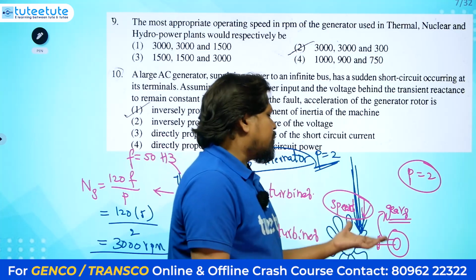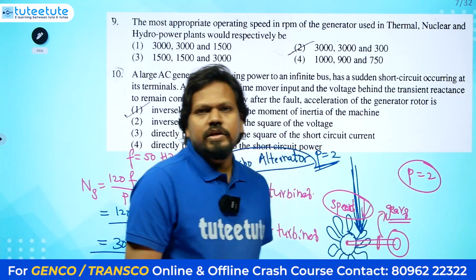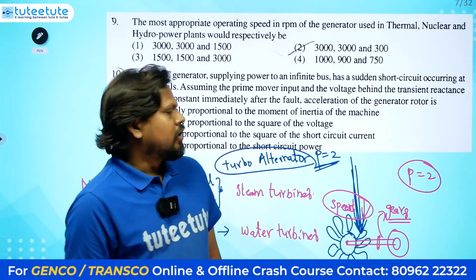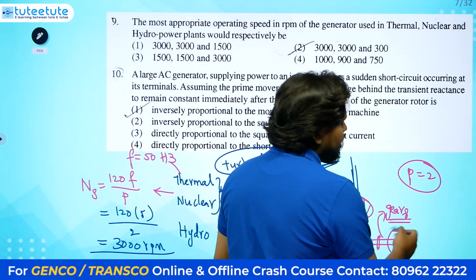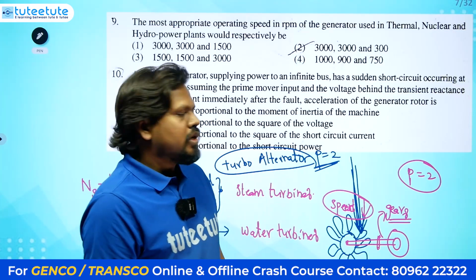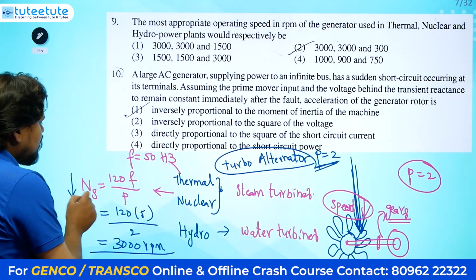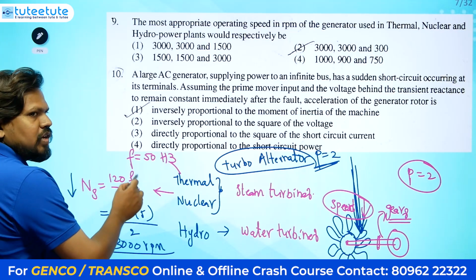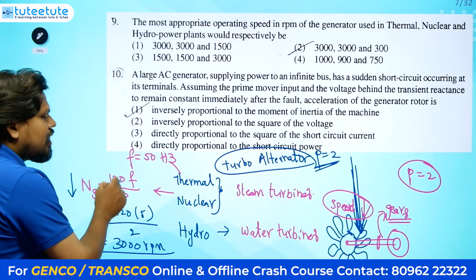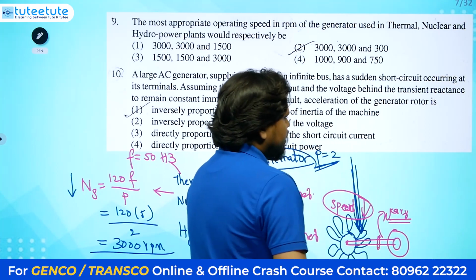Instead of compromising with the number of poles, we'll go with lower speeds. That means the speed has to be decreased. For the rotor also the speed has to be decreased. To decrease the speed, there is only one possibility. The frequency we cannot change, right? 50 hertz is fixed. So to decrease the speed, the number of poles has to increase.